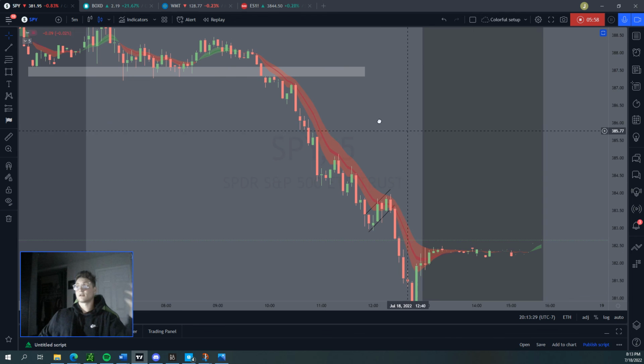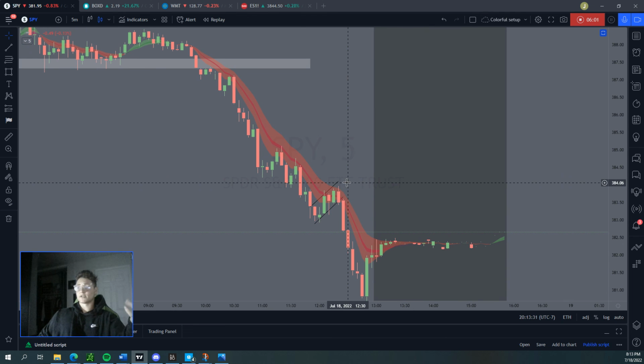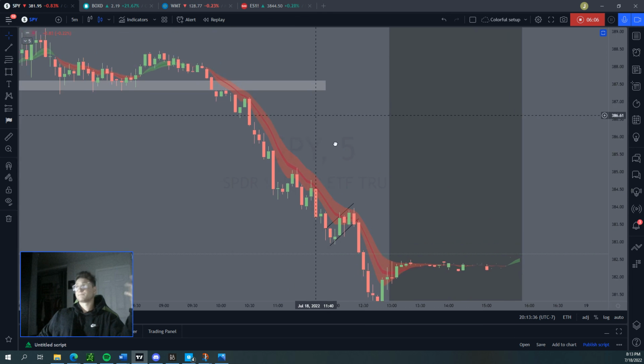We can flip to the 5 minute as well. You can see we're still below the EMAs. We're still in this red bearish EMA cloud, and boom, we get that four or five candle drop.